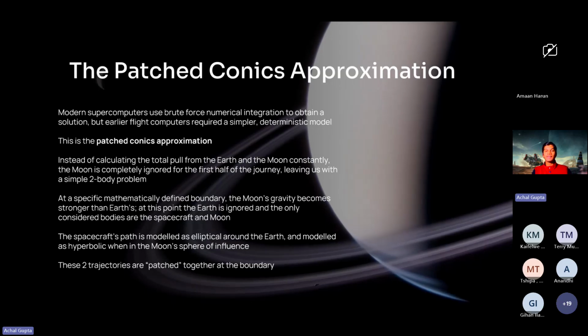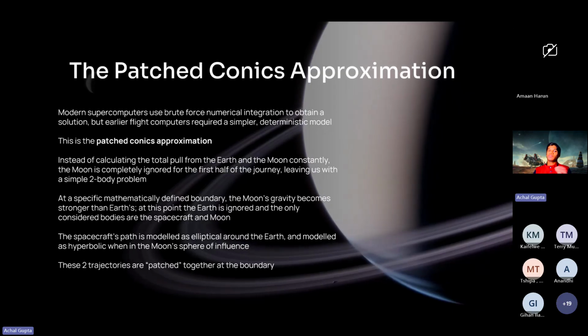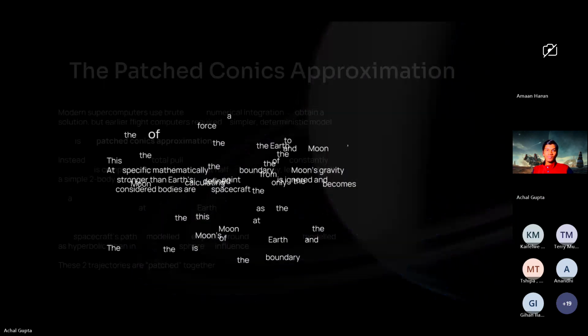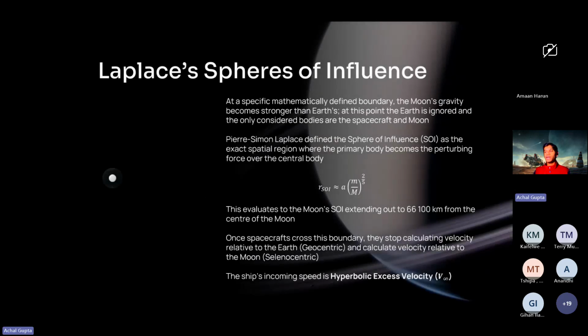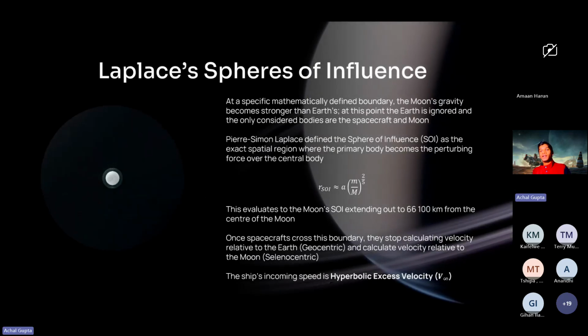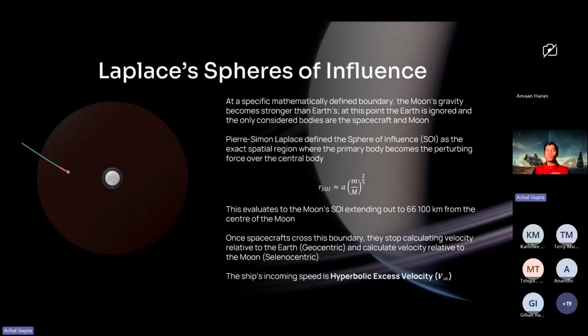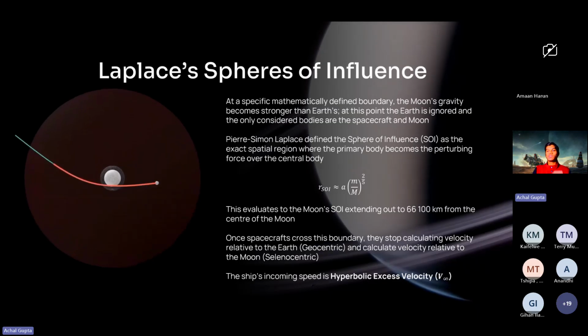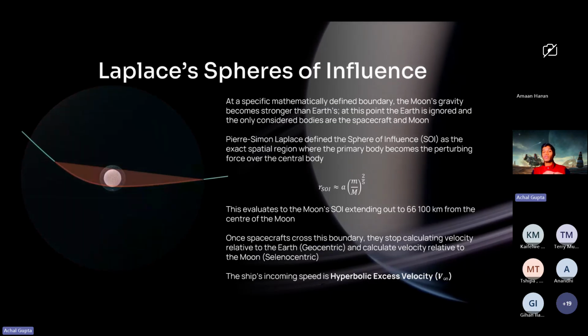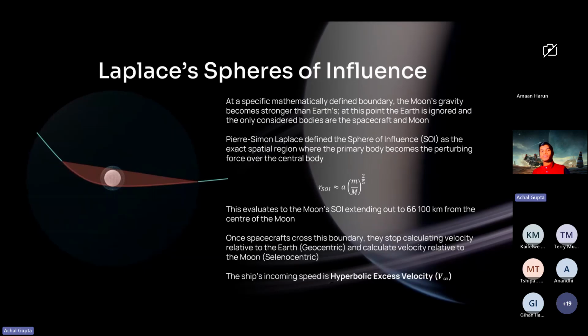The reason they're called conics, as some of you will know, is because the paths traced out, parabolas, ellipses, hyperbolas, are conics. Okay, but how do we define where this sphere of influence boundary actually lies, mathematically speaking? Well, I've put the equation there for you. If you run the numbers for the Earth and the Moon, you'll find that the Moon's SOI is 66,100 kilometers from the center of the Moon, not from the surface, from the center of the Moon.